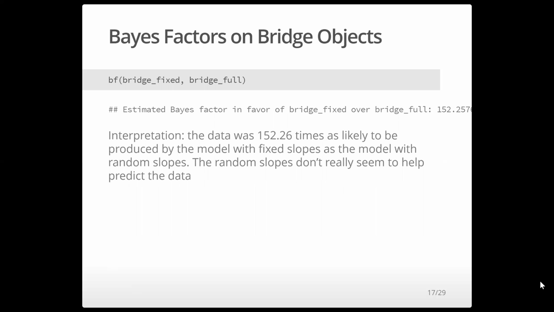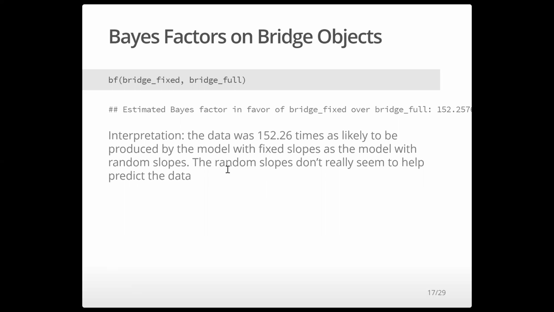So here we get Bayes factors on bridge objects. Here I'm comparing the fixed slopes model to the model that had random slopes, and this output tells us the data was 152.26 times as likely to be produced by the model with fixed slopes as the model with random slopes. So this is telling us the random slopes don't really seem to help us predict the data here. So the fixed slopes model performed a little bit better.